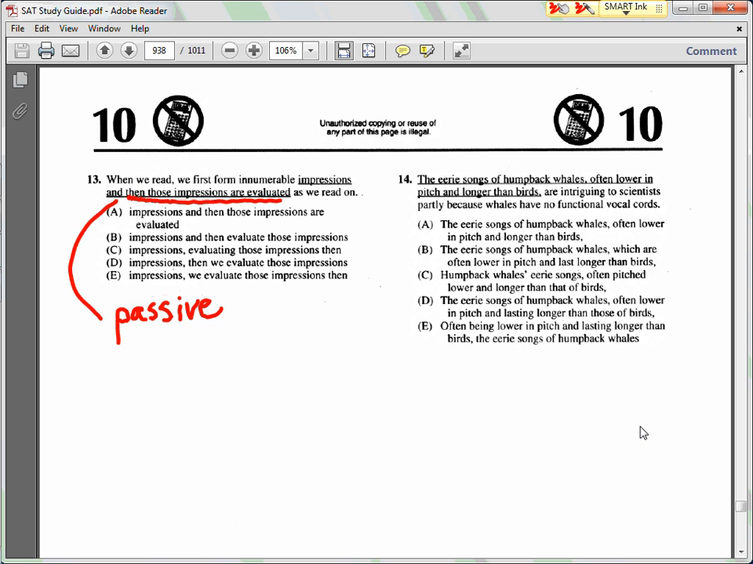So I can tell, especially since it's the second to last question, that A is not good enough, and that the fact that it's passive is enough of a problem, because that is the kind of problem that they would have in the last two questions in the writing section.